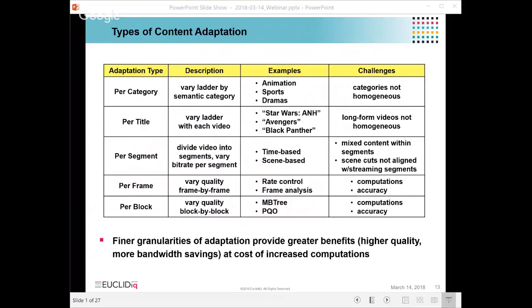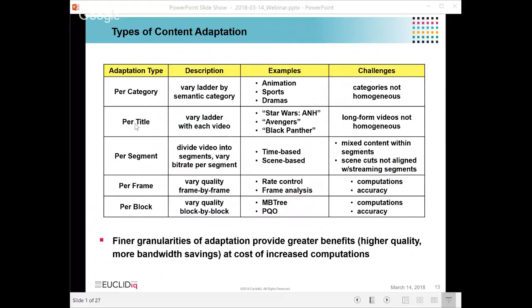This table gives a general overview of the different types of content adaptation, from the least precise at the top of the table to the most precise at the bottom. Per category adaptation seeks to vary the encoding ladder by semantic category, with one ladder for animation, another for sports, and still others for drama or action movies. The problem with this is that the semantic categories aren't homogeneous. For example, a baseball game has a lot less continuous action than a basketball game, though both are sports, and it's unlikely that a single encoding ladder will be optimal for both.